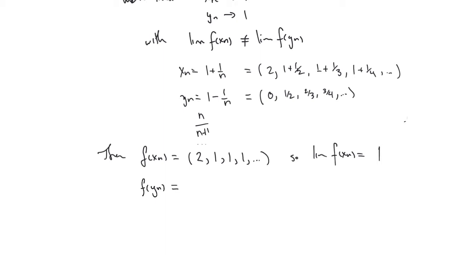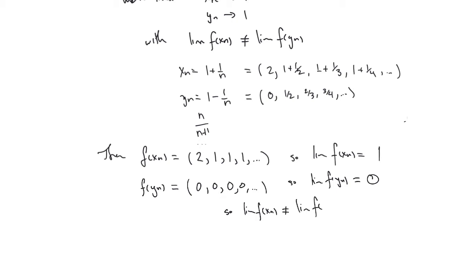F of yn. This one will be 0. Aren't they all zeros? I think they're all zeros, right? Take the greatest integer of those fractions up there and you get 0 every time. So lim f of yn is 0, so they're different. Lim f of xn is not equal to lim f of yn, and that means that the limit does not exist. The limit of the function, lim x goes to 1 of greatest integer of x, does not exist.